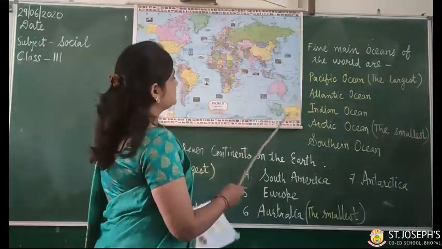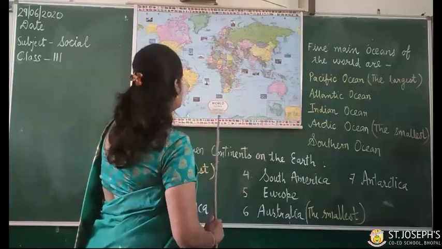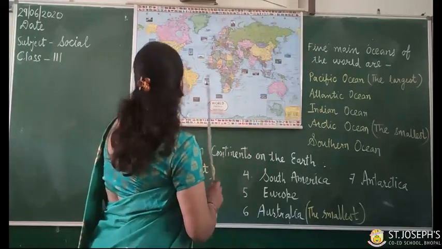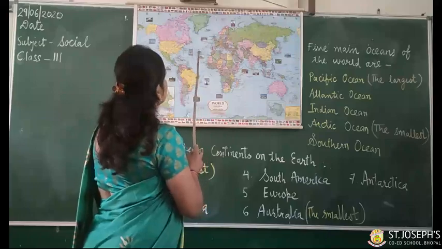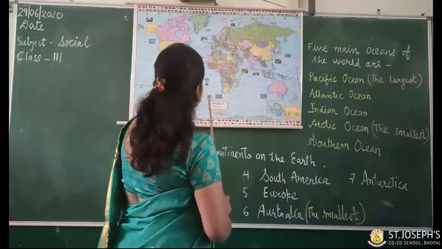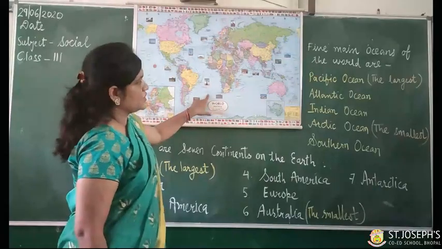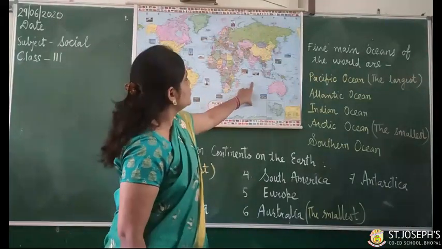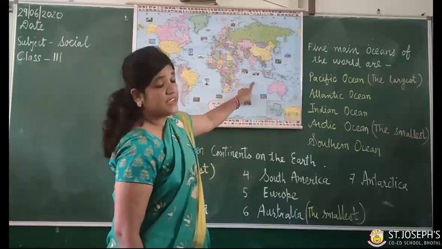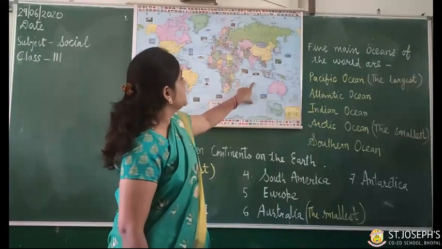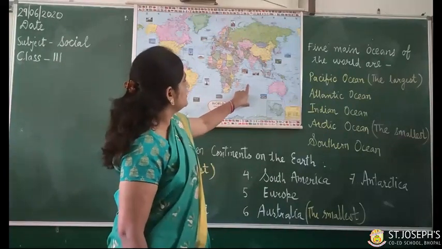Then second comes the Atlantic Ocean. Where is it? Yes, here it is the North Atlantic Ocean. Here it is north, this is south. You can see here, this is the North Atlantic Ocean, this is the South Atlantic Ocean. Then here it is the Indian Ocean. Here you can see, south of India, the Indian Ocean. Can you see, children? Indian Ocean.